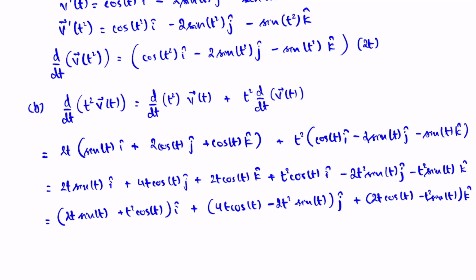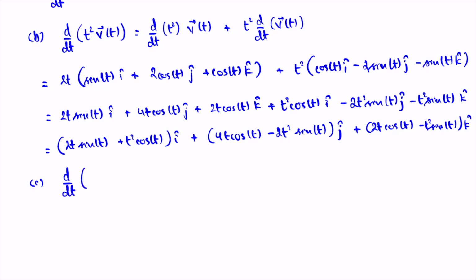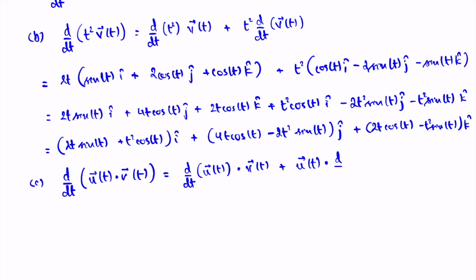Now for part C, we're going to find the derivative of a dot product between u and v. Of course, there are two ways to approach this problem. The first one is to take the dot product first and then find the derivative component-wise. The second approach, which we want to do in this particular context, is that we take the derivative of the dot product using the product rule of derivative. Right. So you get the derivative of the first function, u of t, dot with the second function, plus the first function dot with the derivative of the second function.